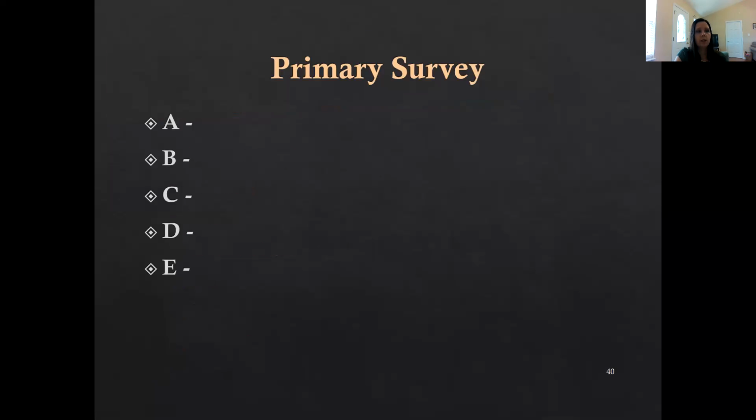During the emergent phase, we need to complete our primary survey. So A, B, C, D, E. A is for airway. So airway maintenance. With respect to the C-spine, we're not assessing the C-spine here, but if we suspect a C-spine injury, we need to be careful when we're maintaining or establishing an airway. If we're worried about carbon monoxide poisoning, give 100% O2 via non-rebreather and get them out into fresh air, out of the burn environment.